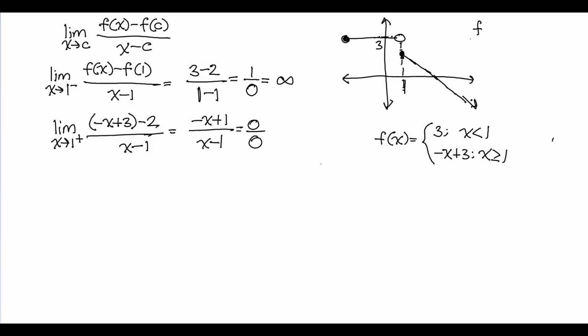Okay, so in order to find the actual limit, what you can do is factor out a negative 1 from the top. So you get x minus 1 over x minus 1. Cancel, and we get negative 1. So you can see that this is not equal to this. This limit from the left doesn't even exist, much less is equal to negative 1. So it's not differentiable at x equals 1.